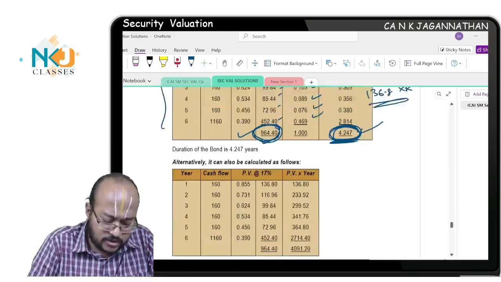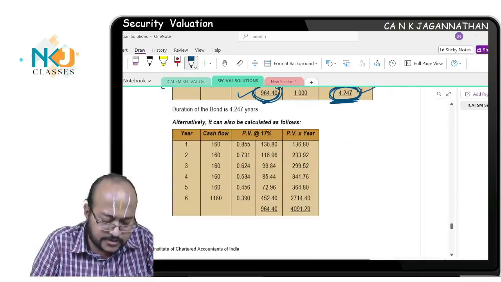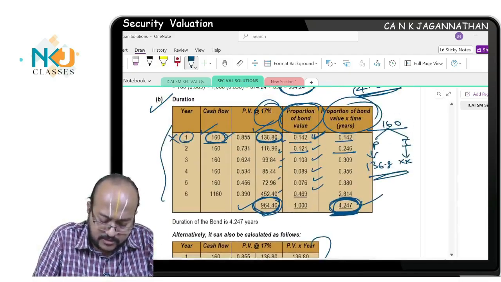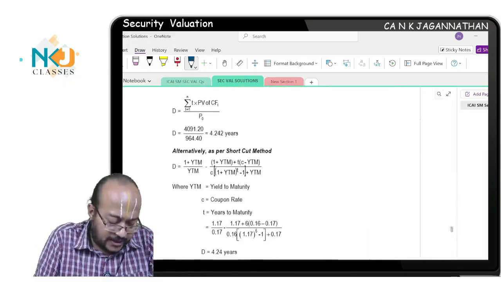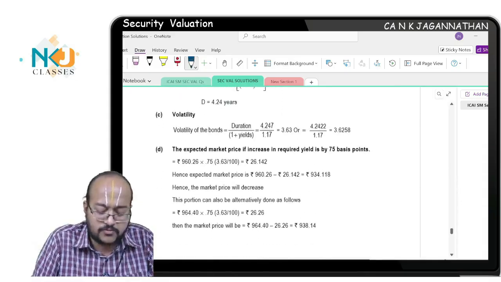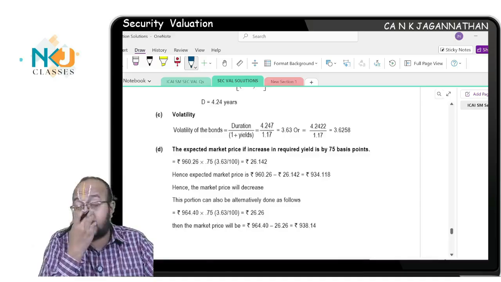Formula based computation I am not discussing, because in tabular format you can easily compute it. Are you understanding? This is an alternative way of presenting the same thing. I think this is easier than that. No issues. There is also a formula based approach, a shortcut formula, which I am not discussing. No need to learn all these by heart, it is simple.